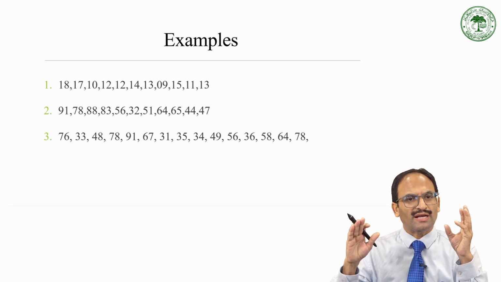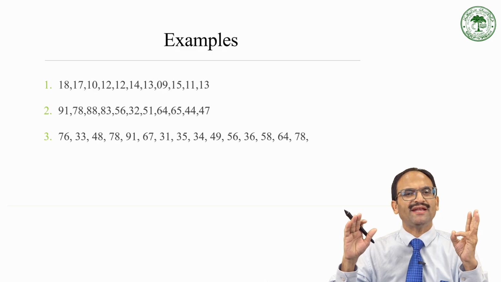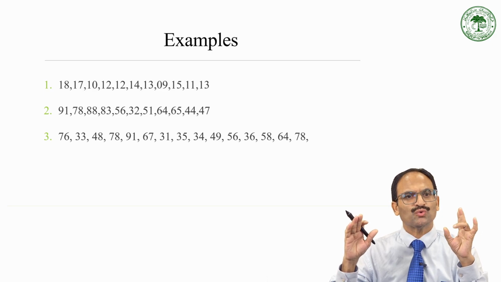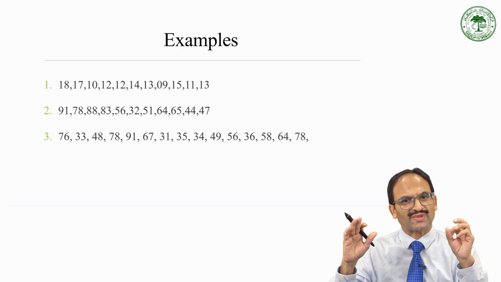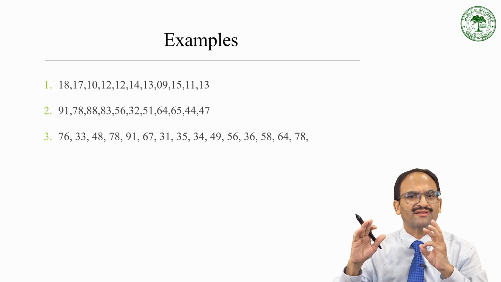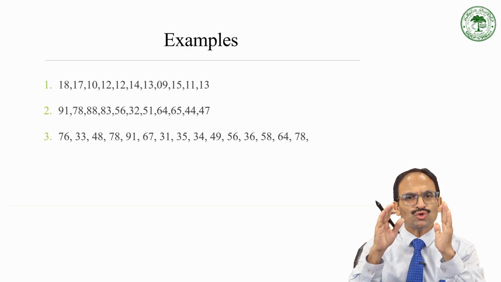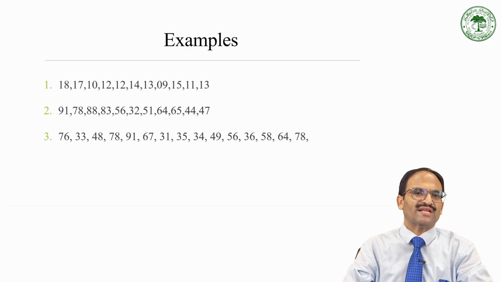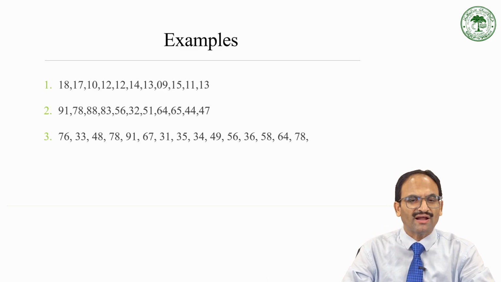So let me see how many numbers there are. 18, 1; 17, 2; 10, 3; 12, 4; again 12, 5; then 14, 6; then 13, 7; then 9, 8; then 15, 9; then 11, 10; and then 13, that is 11. So the total numbers in this particular example are 11, and 11 is an odd number.